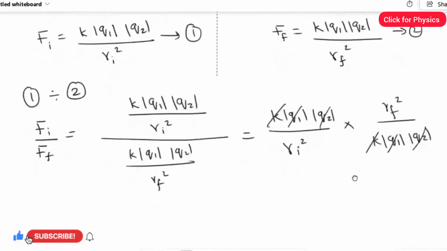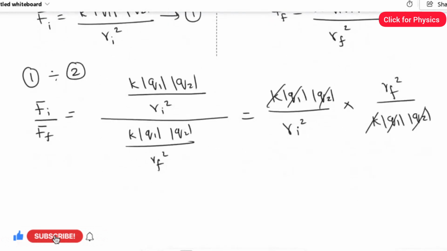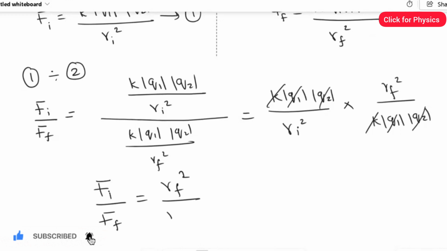So right now we have only two terms: the force Fi, F final on the left hand side, and Rf square over Ri square on the right hand side. So what we have remaining here is Fi over F final, which is equal to Rf square over Ri square.